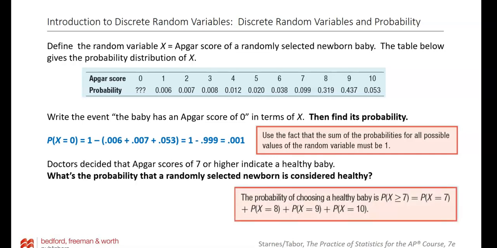Well, you're just going to add those probabilities up. The probability of 7 plus 8 plus 9 plus 10. The probabilities of all those scores. So you just add the 0.099, 0.319, 0.437, and 0.053. And if you add those up, you get, wow, 90.8%. So a little over 90% of babies are 7 or above.